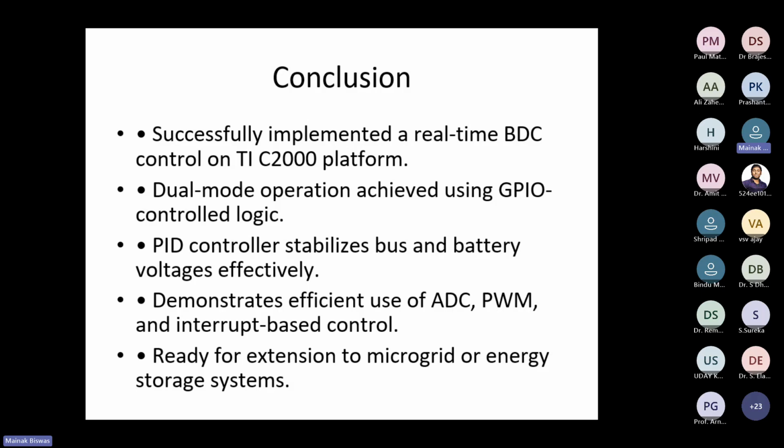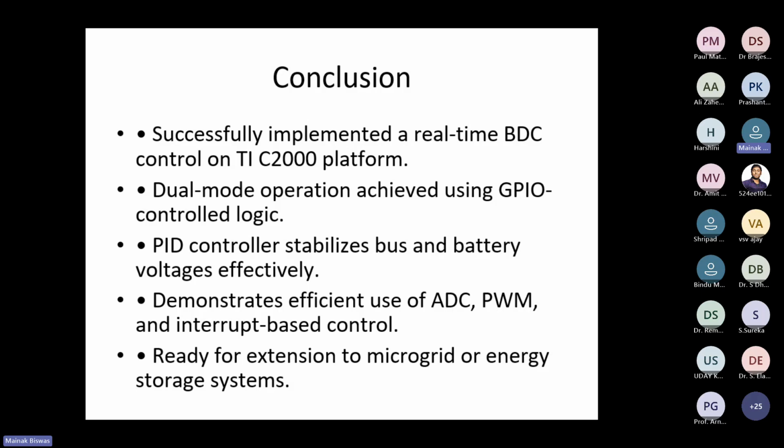With this, we conclude that the real-time bidirectional DC converter control has been successfully implemented on the TI C2000 platform. Dual mode operation is achieved using the GPIO-controlled logic, and the PID control stabilized the bus and battery voltages effectively. It demonstrates the efficient use of the ADC, analog to digital converter, the PWM, pulse width modulation, and interrupt-based control. After that, it will be ready for execution.